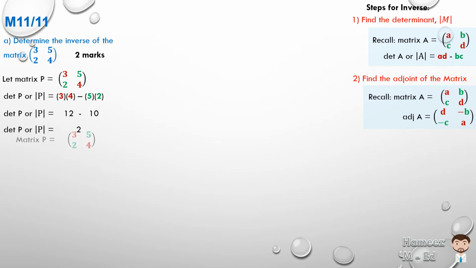So let's apply that. Matrix P is 3, 5, 2, 4. Let's switch the red terms, so we get the 4 on top and the 3 below. And the green terms change their signs, so it becomes minus 5 and minus 2. So, last step to find the inverse.